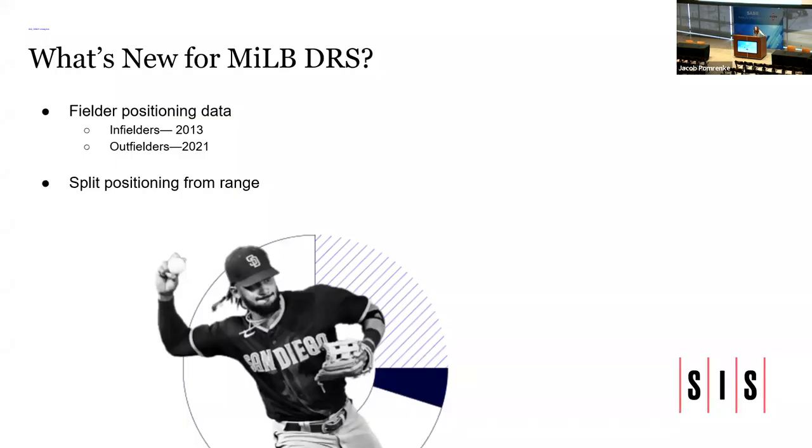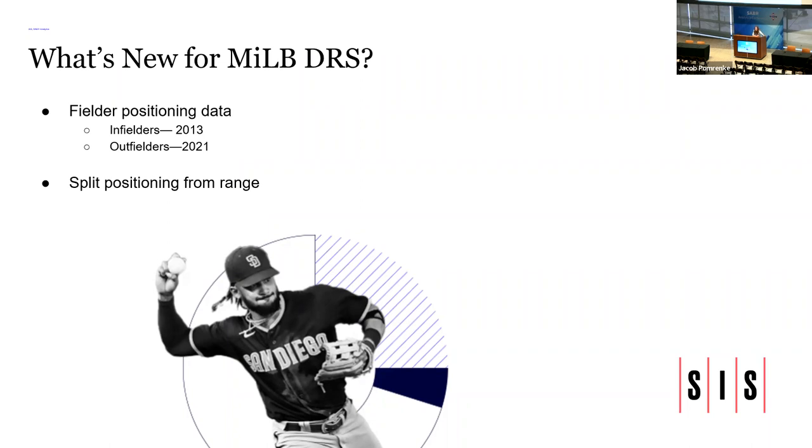So what's new for minor league DRS? In 2013, we started collecting fielder positioning data for infielders. That's decidedly not new, but we just started collecting fielder positioning data for outfielders in the minors in 2021. And what's important about that is that that's super available at the major league level. We see it all the time, but not so much at the minor league level, although I hear Hawkeye is coming to some AAA parks, so that's good.